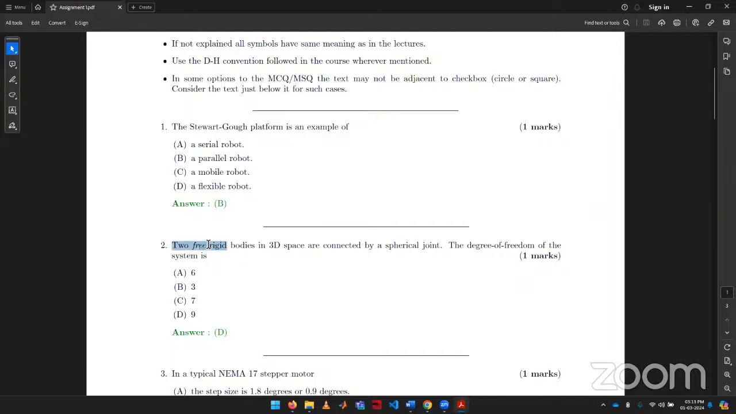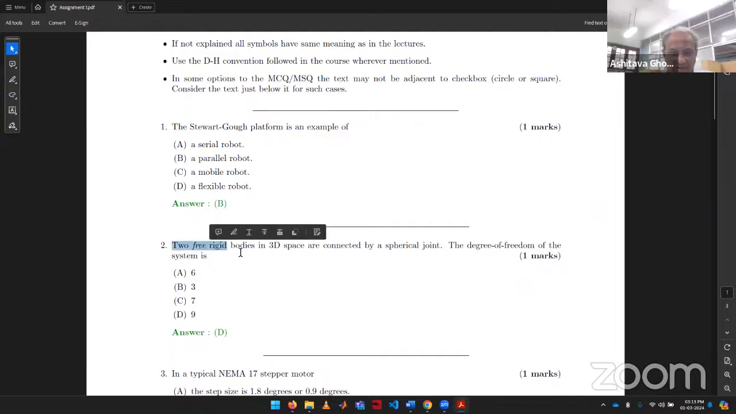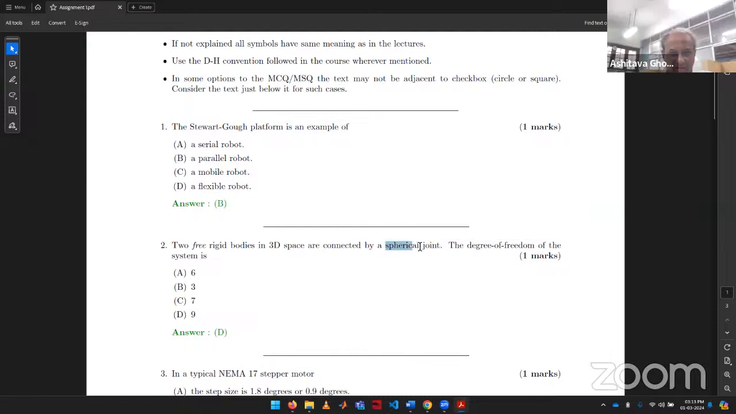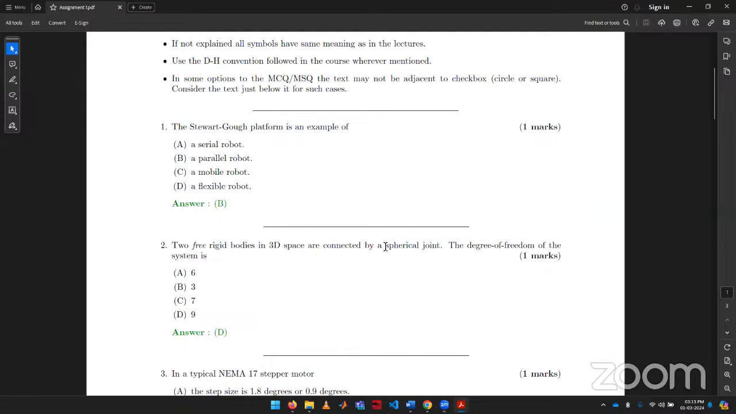Okay, there are two rigid bodies in 3D. So what will be the degree of freedom of the system? But they are connected by a spherical joint. So the spherical joint has a degree of freedom of 3. So someone had a doubt that the answer should be 3.